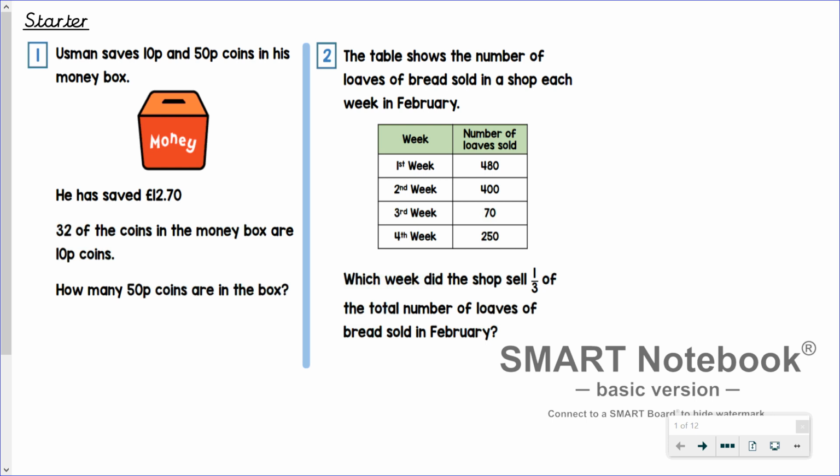Hello. So it's Wednesday, the 10th of February, and this is your third maths lesson of the week. And today we are moving on to a new unit of learning. We are going to start looking at statistics. We'll be looking at different kinds of graph and chart and how we can read data.